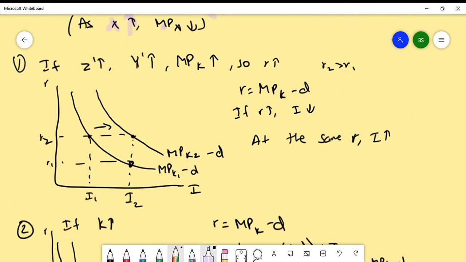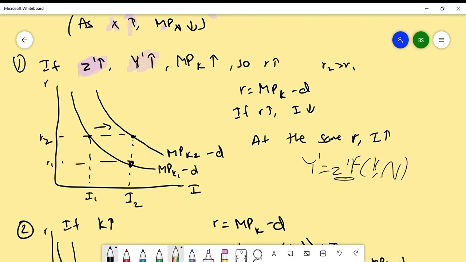So now we'll just be playing around with the R equals MPK minus D formula. First of all, if my future factor productivity were to increase, then what's going to increase? Well, first of all, my Y future is going to increase because, you know, the formula Y equals Z F K N.